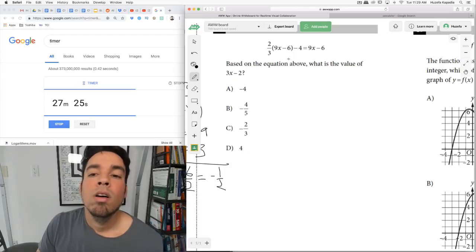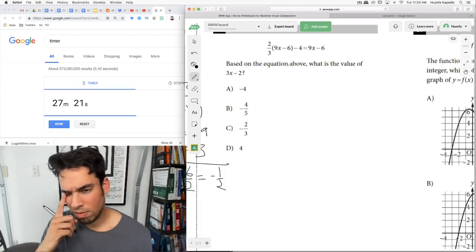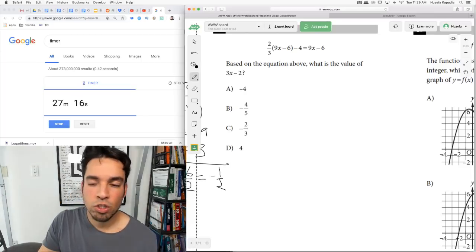Okay, based on the equation above, what is the value of 3x minus 2? Boom. We don't have to actually solve for... wait, hold on. Yeah, maybe we should solve for x.